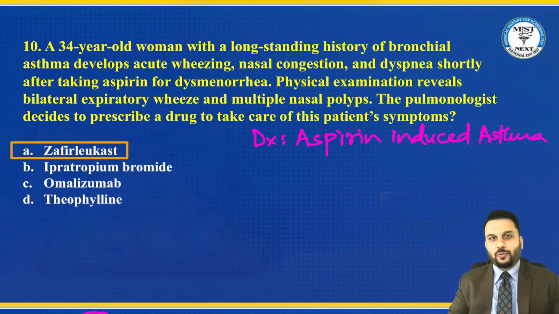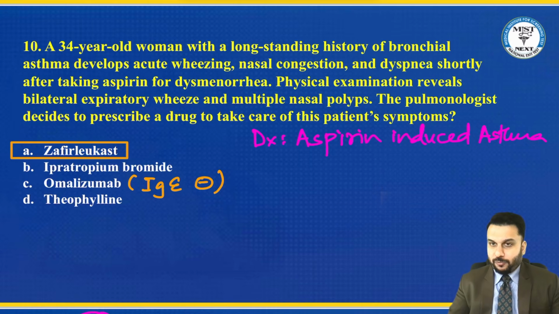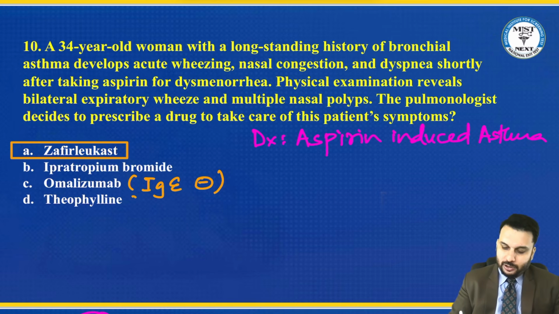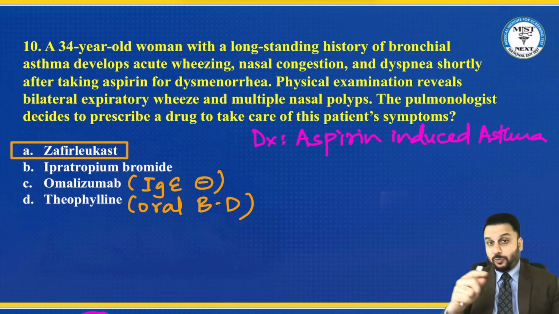Ipratropium is used more for COPD. Omalizumab is used for allergic asthma because it blocks IgE. IgE is responsible for allergy, so that's why it's used for allergic asthma. Theophylline is also a bronchodilator, by the way. It is the only oral bronchodilator. The rest of them are taken by the inhalational route, but this one is an oral bronchodilator. Fine.